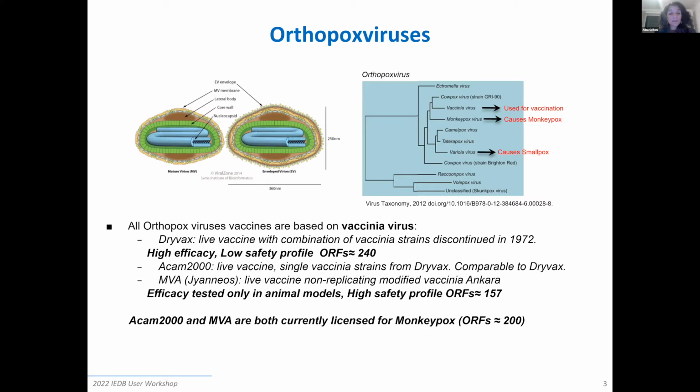Because of that, there have been several iterations of this vaccine until the most recent one, which is the modified vaccinia Ankara strain, which is still a live vaccine, but is not replicating. While in terms of efficacy we don't know what the protection against smallpox is in the human population because that has been eradicated, animal models show very good efficacy so far. And now we have definitely improved the safety profile. The MVA and the ACAM2000, which I briefly mentioned and which is not that different from the Dryvax, have been currently licensed for monkeypox.